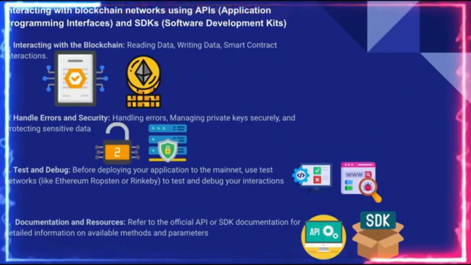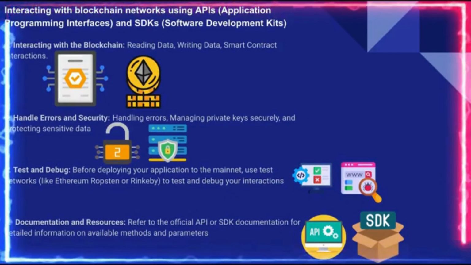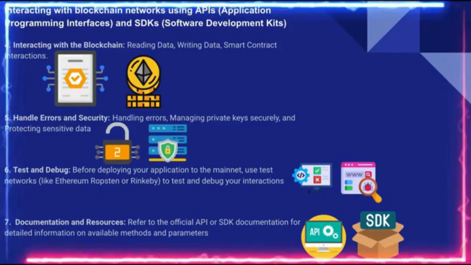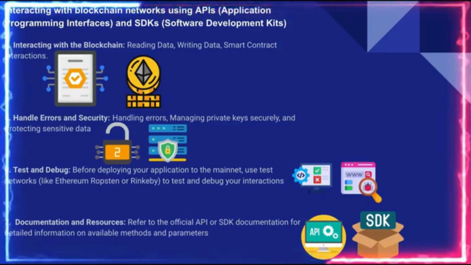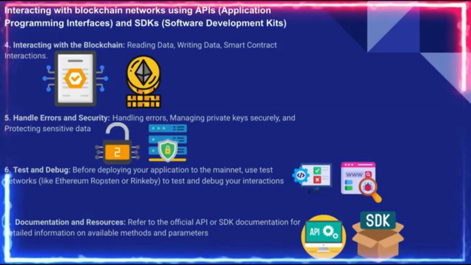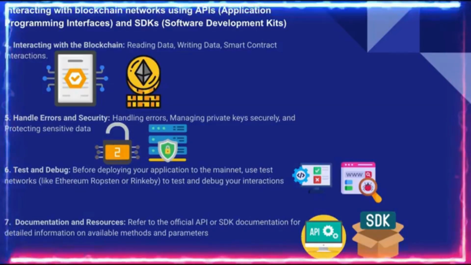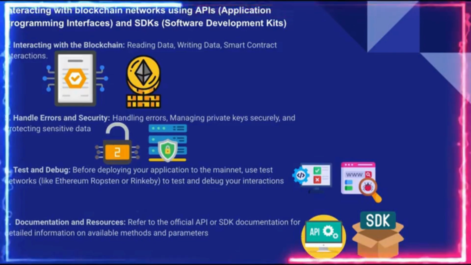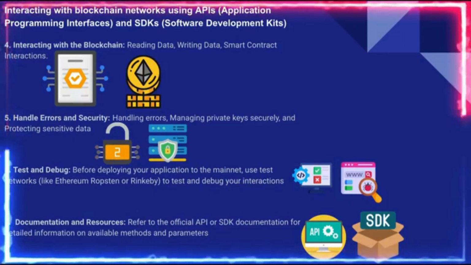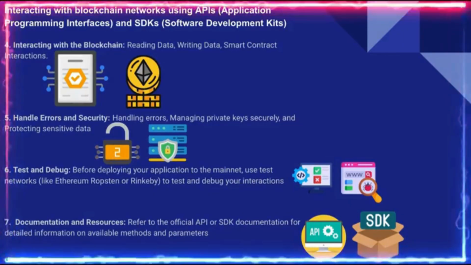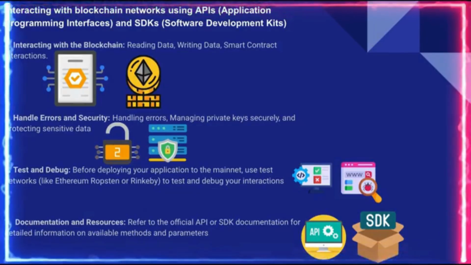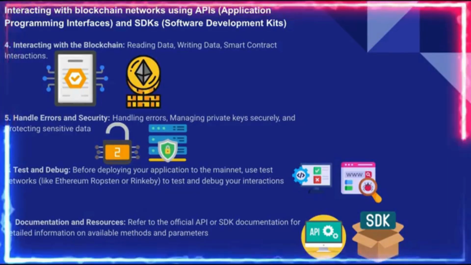Number 4. Interacting with the blockchain. Reading data. Retrieve blockchain data like account balances, transaction history, and smart contract states. Use API endpoints or SDK functions to query data from the blockchain node. Writing data. Submit transactions to the blockchain, such as sending cryptocurrency or invoking smart contract methods. Construct transactions using APIs or SDKs. Sign them with private keys and send them to the network.